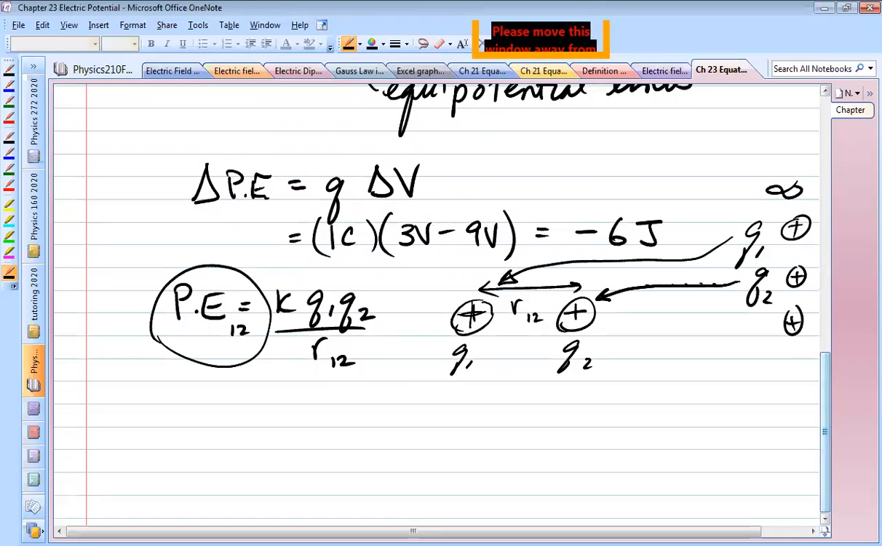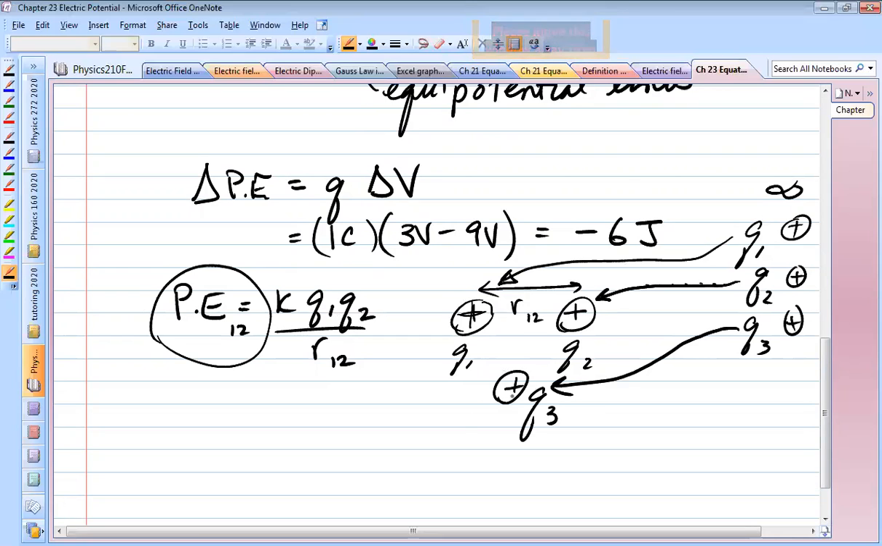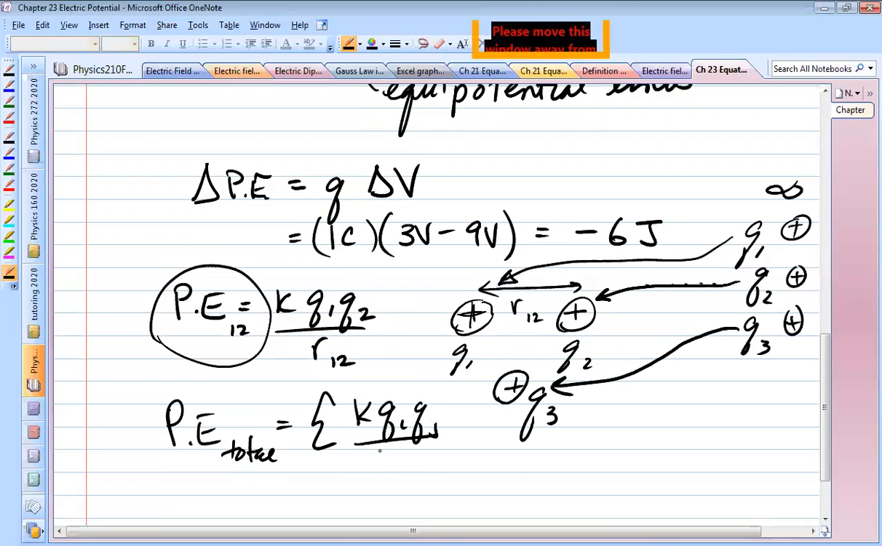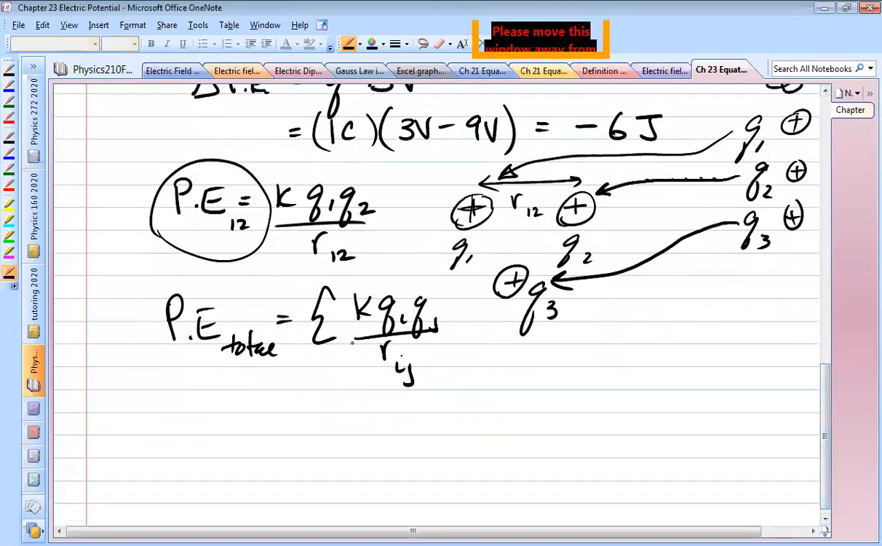And this is true if you don't have just 2 charges, you could have a whole bunch of charges. So if I wanted to now take Q3 and bring it over here, not only would I have to work to push against the field from Q2, but I'd also have to work to push against the field from Q1. And so it takes a lot of energy to get Q3 over here. And in general, the total is the sum of all the possible pairs, QiQj over Rij. And like I say, I've done a video, it's called Potential Energy of a Collection of Charges, and you can look at that video.